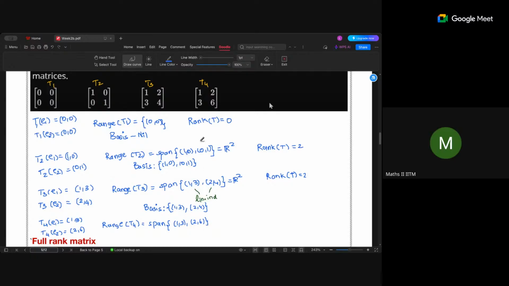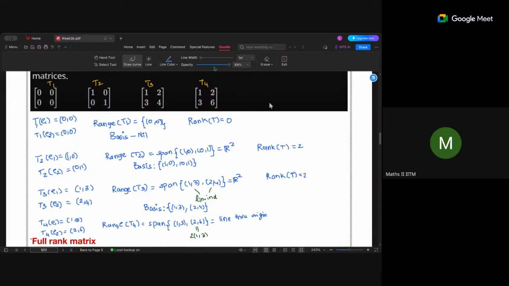But you note that 2 comma 6 is a line. Yeah. So 2 comma 6 is simply 2 times 1 comma 3, a scalar multiple. So it means it is a straight line. Yeah. So a straight line, a line through the origin. This is a line through the origin, right?